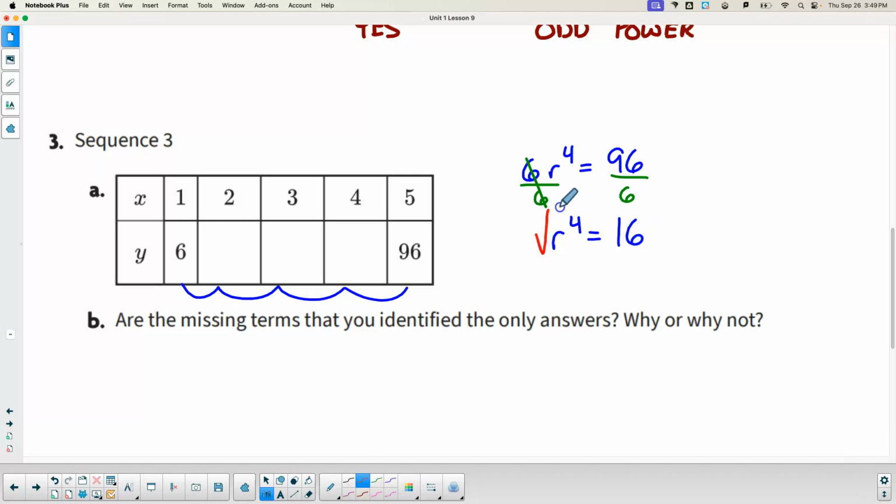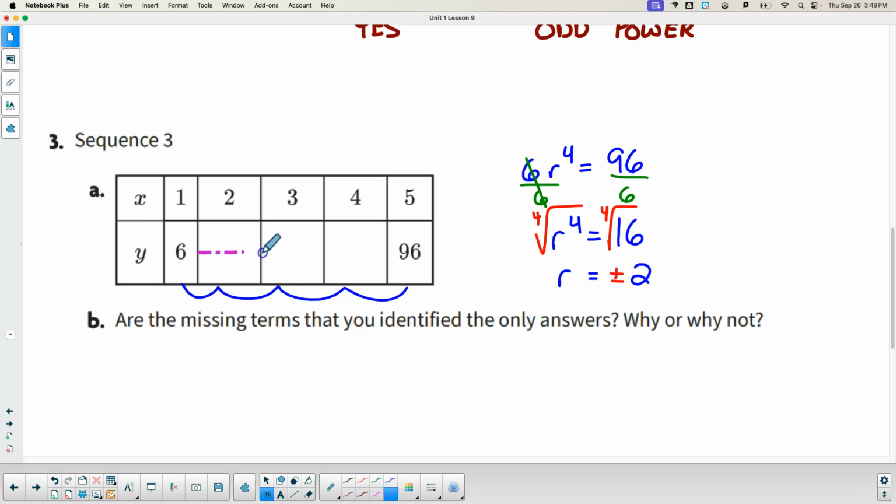Then I'm taking an even root here. I'm taking the 4th root. So the first thing that I should do is write down that plus or minus right there. This is going to be R. The 4th root of 16 is 2. So we have 2 different answers here.